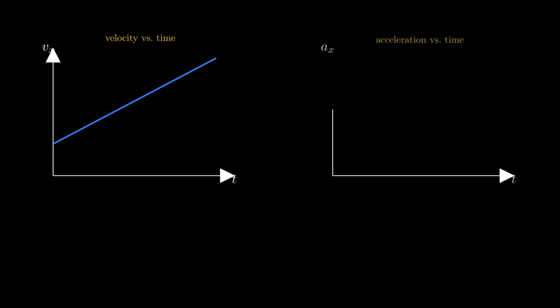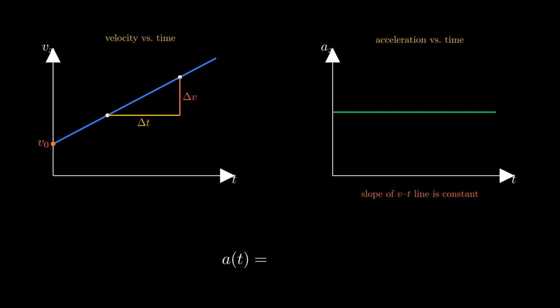When the x component of velocity changes linearly with time, the average acceleration equals the instantaneous acceleration at every moment. That defines constant acceleration. Consider a body with initial velocity v0 at time 0. The x component of acceleration over the interval from 0 to t is v of t minus v0, all divided by t. This ratio stays constant for any time interval.